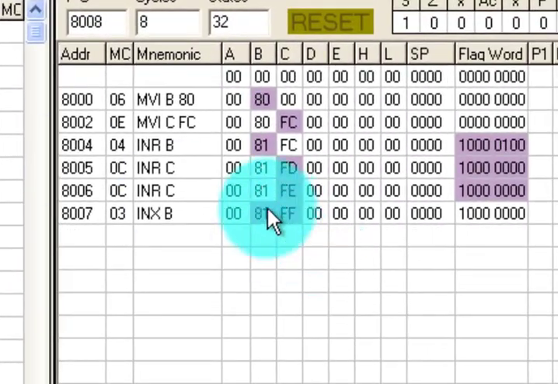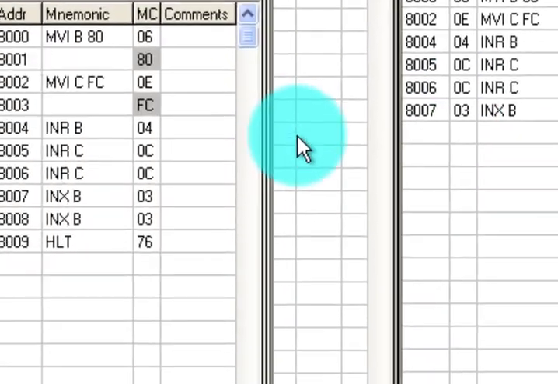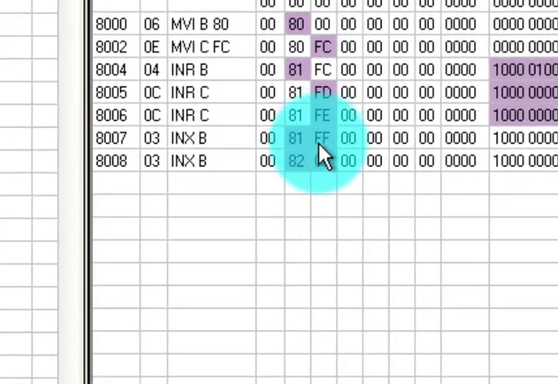As we can see, before INX B the contents were 81FE. Now with INX B it becomes 81FF. So this considers the 2 registers as a single 16-bit register and increments the entire count by 1. Now with one more INX B, the FF becomes 00 and there is a carry which goes into the 82 byte, giving 8200.